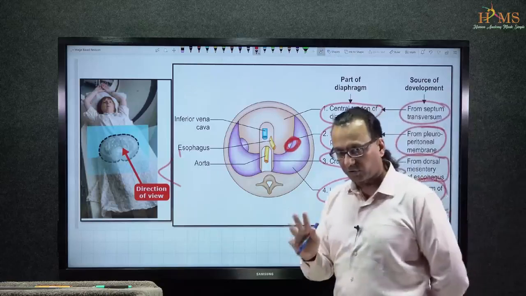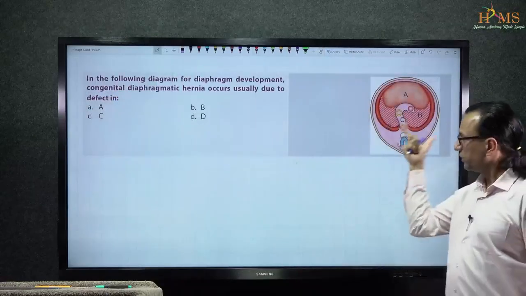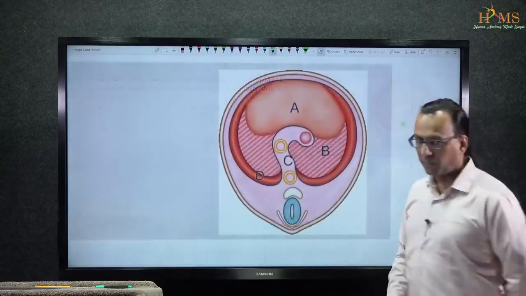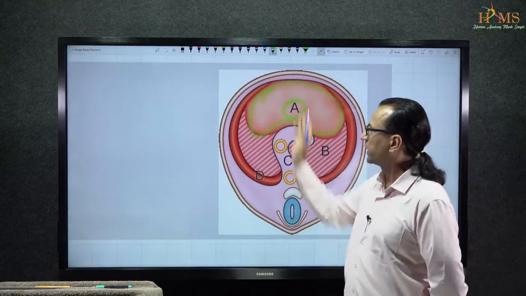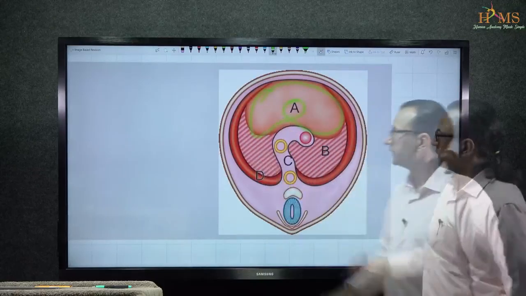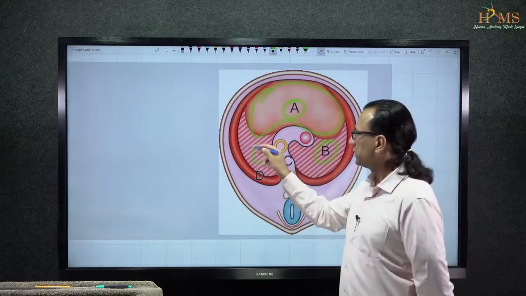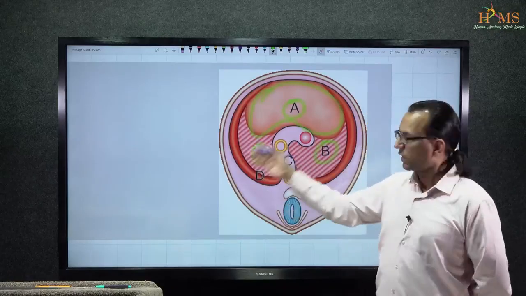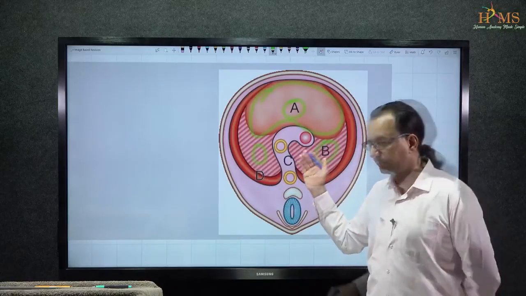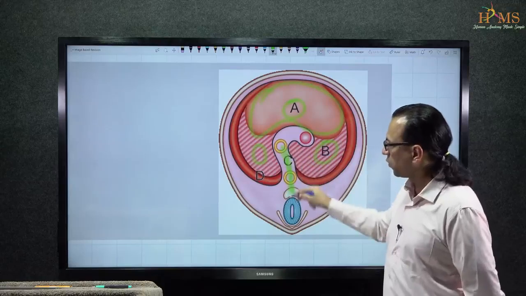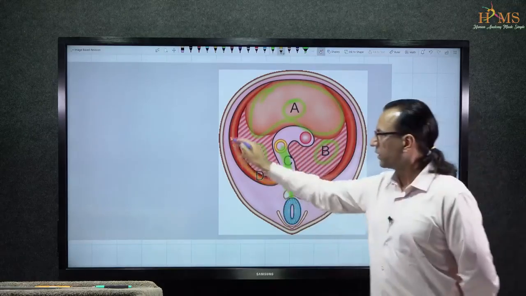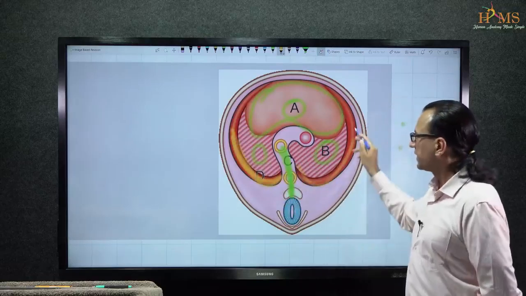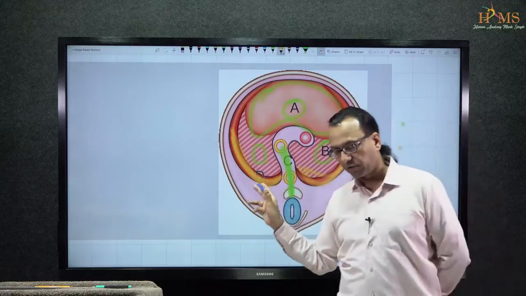So we can go back to our question now, and we want to zoom into this area. As will be evident, marker A is the septum transversum forming the central tendon of the diaphragm anteriorly. This is marker B, the pleuroperitoneal membrane, which forms some part of the diaphragm. This is marker C, the dorsal mesentery of the esophagus forming the crus of the diaphragm. And this is marker D, the cervical somite forming the skeletal muscle of the diaphragm.